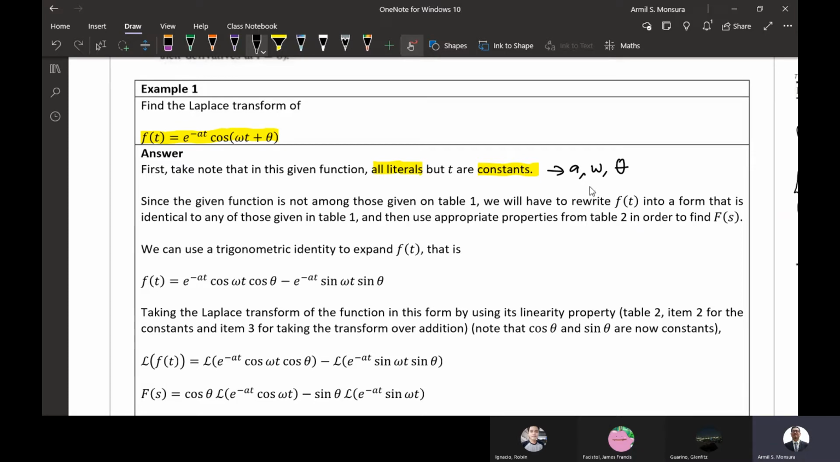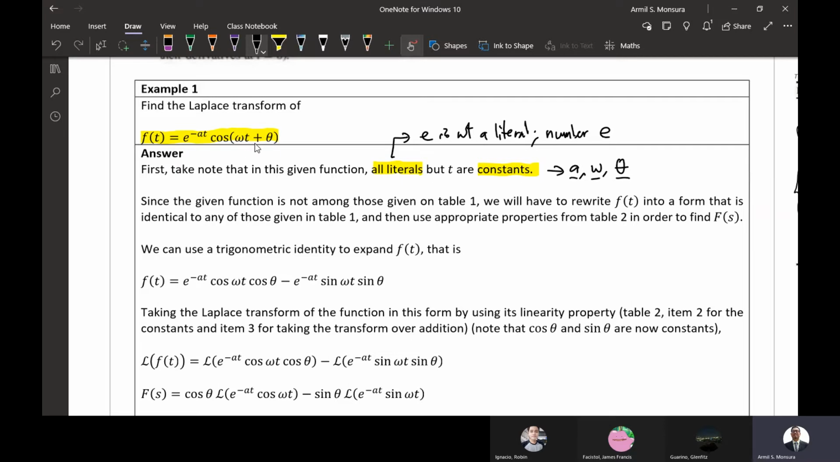Okay, yung E is not a literal. Yung E na to, baka sabihin nyo, yung E is not a literal. Okay, it is a function actually. It's actually a number. In this case pala, ang usage ng E dito is a number. It's the number E. Okay, so hindi siya literal. Okay. So, 'yun. So therefore, itong A, itong omega, tsaka itong theta are all literals and are considered constants. So ang variable lang natin dito is t.